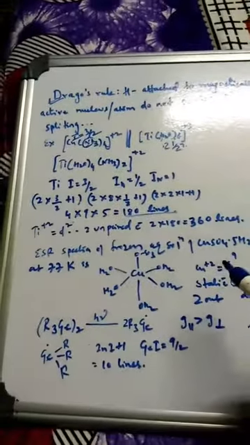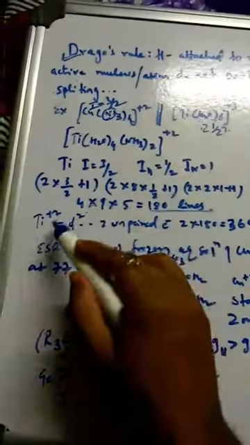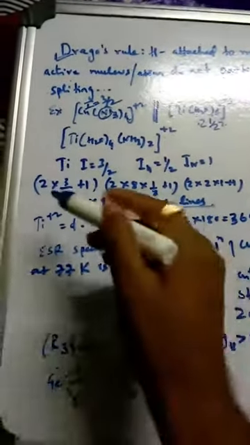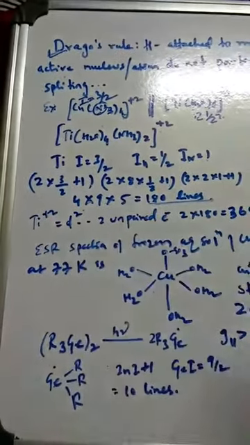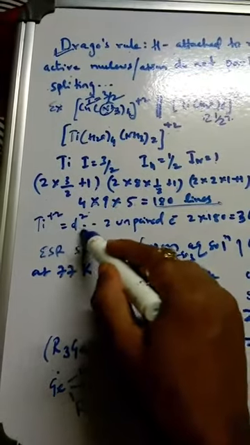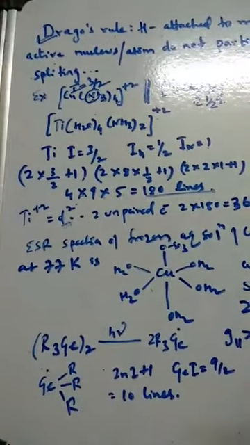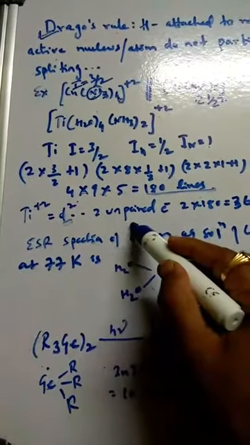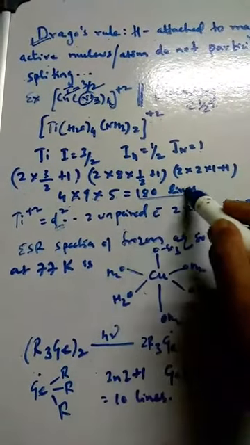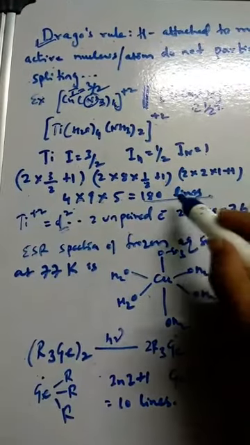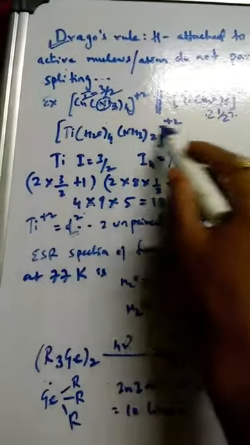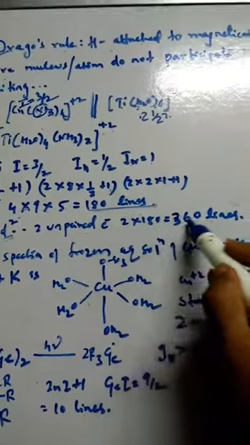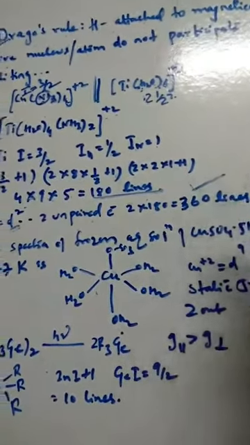Now titanium here is in the plus 2 state, which means it is a d2 system, and you have to consider this also. Like in the last video I showed you chromium, where 4 unpaired electrons were there. So here also, in the d2 system, 2 unpaired electrons are there. No doubt we get 180 lines by 2nI plus 1, but since titanium is in the plus 2 state, a d2 system with 2 unpaired electrons, 2 into 180 is 360 lines. It is going to show 360 lines.